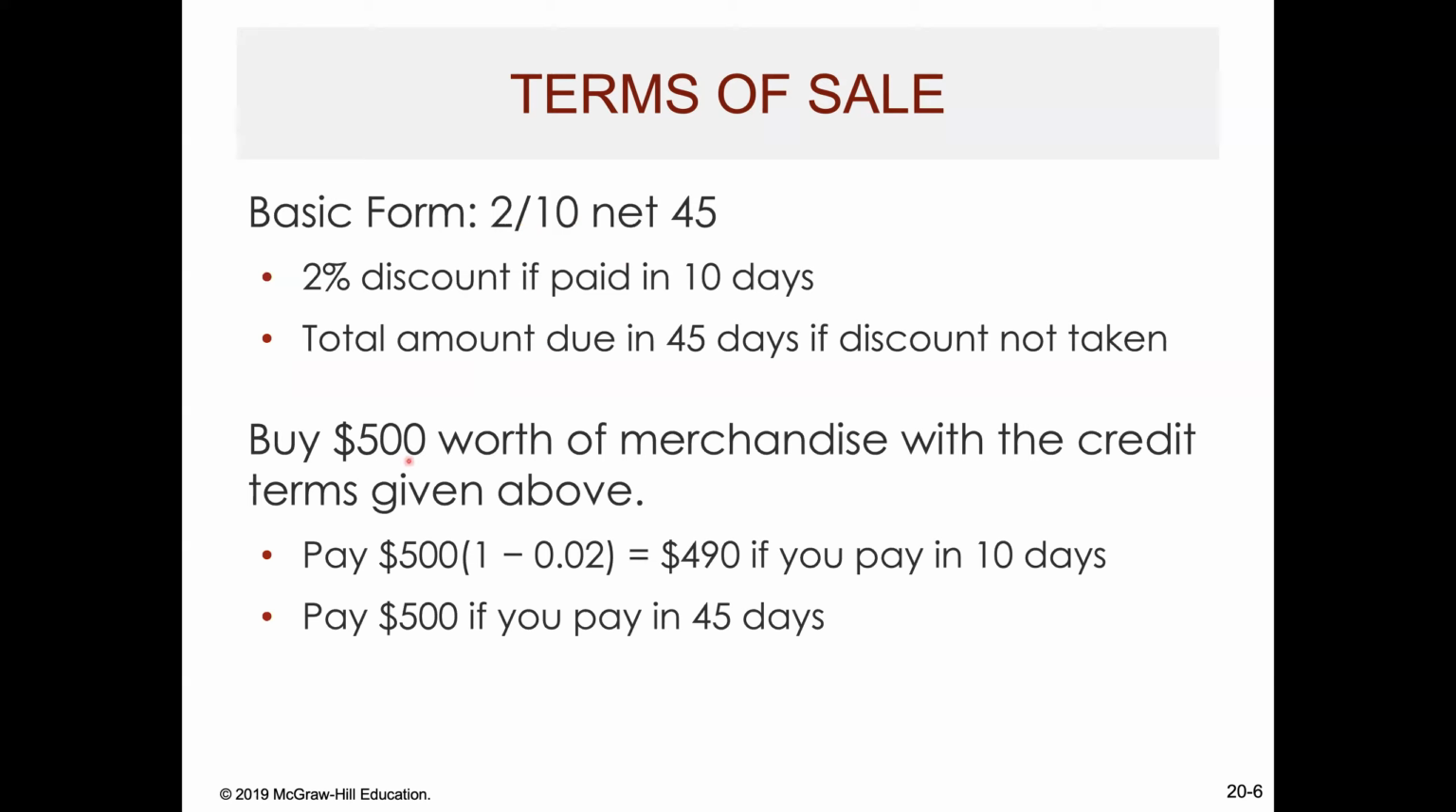So let's say we're going to buy $500 worth of merchandise with the credit terms given above. So we've got $500. What we'll pay if we pay within 10 days is $500 times 1 minus 2%. So that is $490. So we save $10 if we can pay it within 10 days. If we don't pay it within 10 days, then we have to pay the full $500.